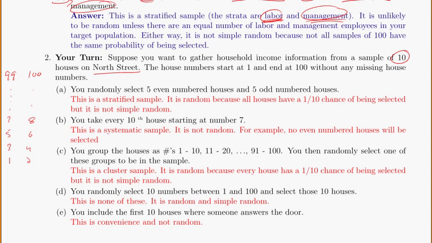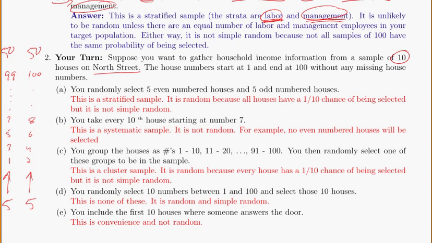You randomly select 5 even numbered houses and 5 odd numbered houses. So you get 5 from this side of the road and 5 from that. Now, no matter who you are, what household you're in, there's a 5 in 50 chance of being selected because there's 50 on this side, 50 on this side.